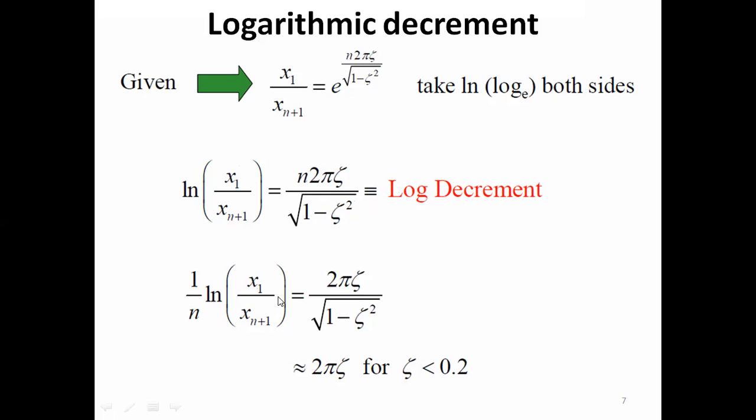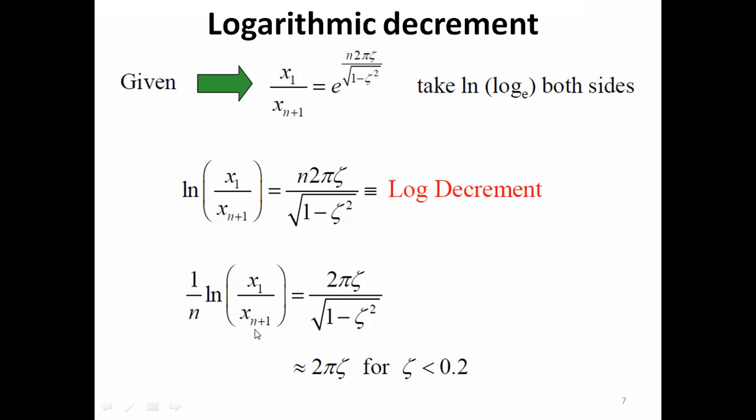So if you look on this side of the equation, we have zeta. And on this side of the equation, we have parameters which we could measure from the experimental plot. And we have to choose the number of cycles. For x1, you have to choose the point for the amplitude, and you also have to choose the number of cycles.